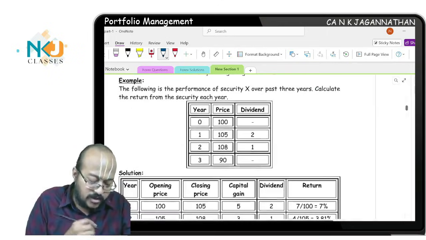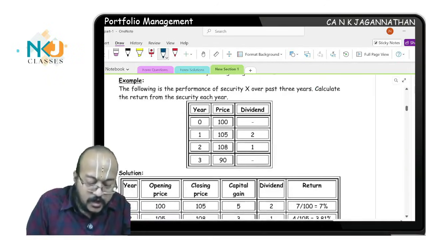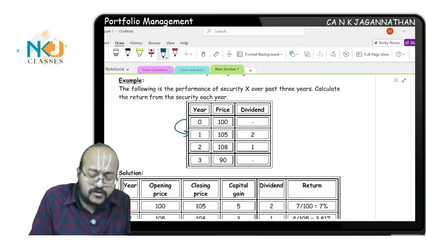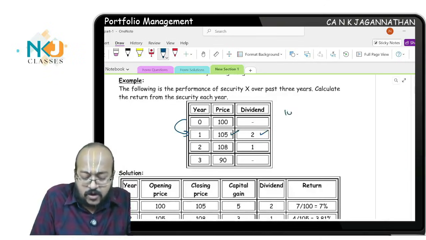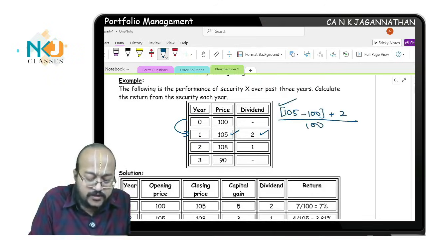Very simple. See here what happens. Year 0 price is 100. Price today of a share is 100 rupees. Next year the price became 105, and in the first year the company paid a dividend of 2 rupees. So 105, which is P1, minus 100, up 5 rupees, is the capital gains portion, plus 2 as the dividend, divided by 100. You will get the annualized return for this year.